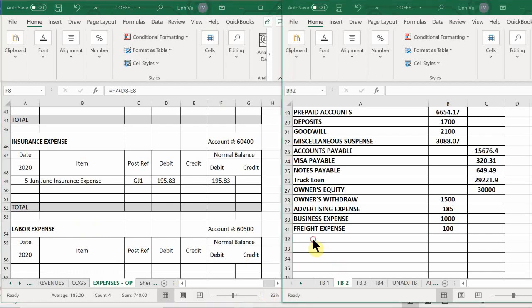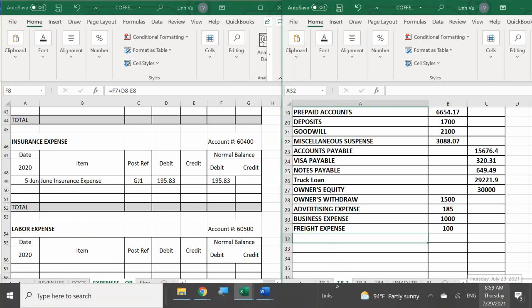Okay. Now next is insurance expense. How much is my insurance expense? 195.83.